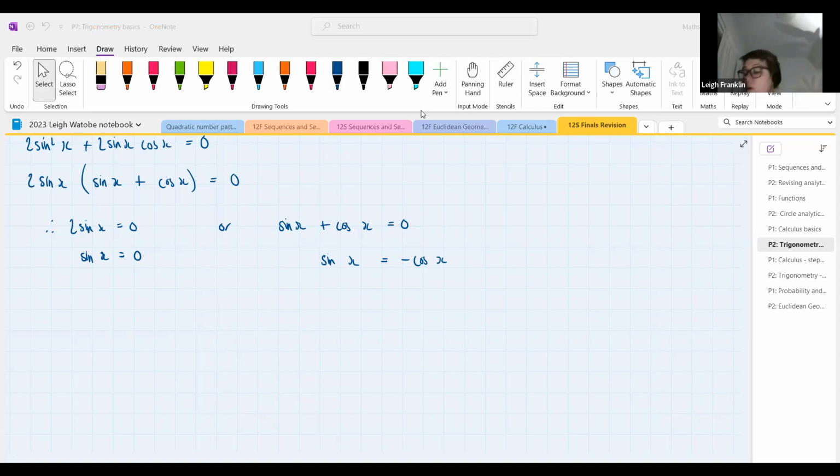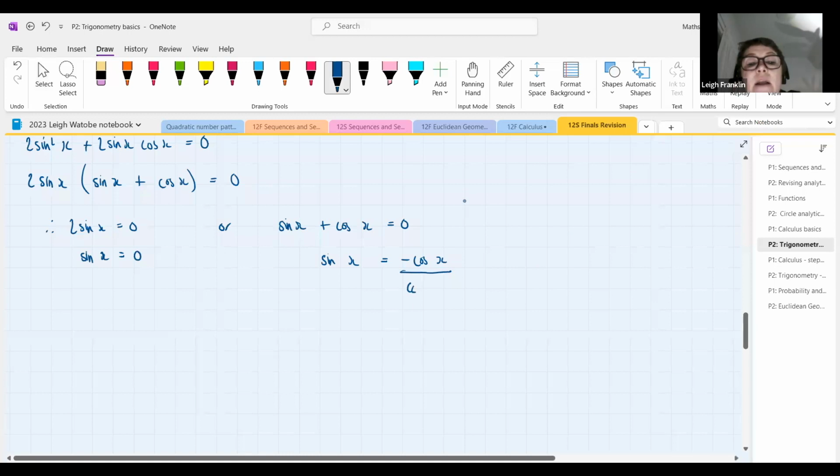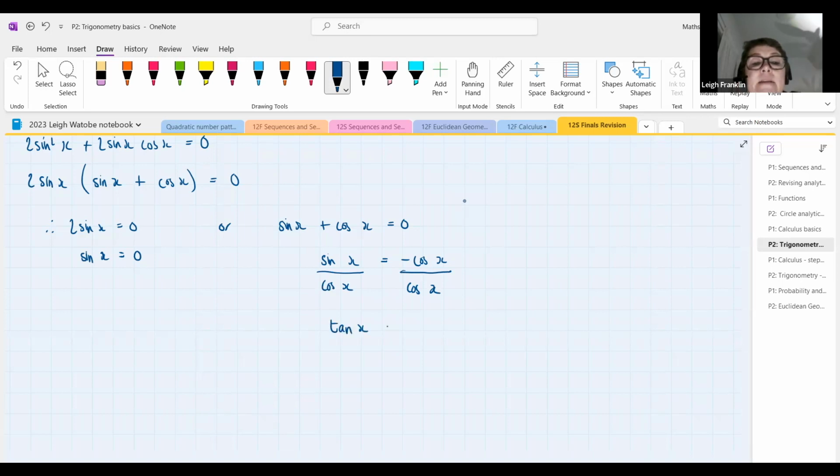I'm going to divide by cos x on both sides because the angles are the same. You would use co-functions when the angles are not the same. You can divide sine x by cos x, but you can't divide cos x by sine x. It's not an identity, but you are allowed to divide sine x by cos x because it is an identity. So we're going to divide by cos x on both sides, and that will give us tan x equals -1.